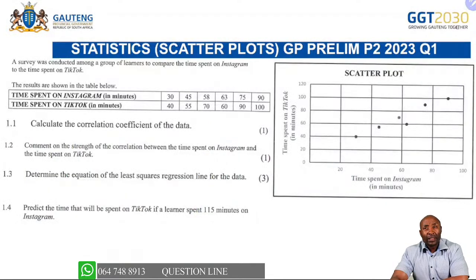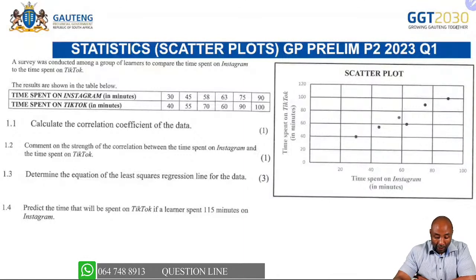Now, this is the question that came on our prelim, and it was our question number 1. We had a survey that was conducted among a group of learners to compare the time spent on Instagram as well as time spent on TikTok, social media. Now, the information is given there.